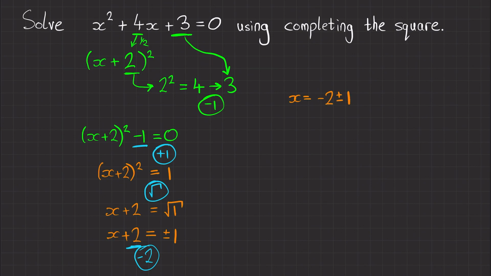We have two answers here. We have x equals minus 2 plus 1 and x equals minus 2 minus 1. So our final answers will be x equals minus 2 plus 1 equals minus 1 and minus 2 minus 1 equals minus 3. So x equals minus 1 and minus 3. If you want to check these are right, input x equals minus 1 into this equation here, and then input x equals minus 3 into this equation here again.